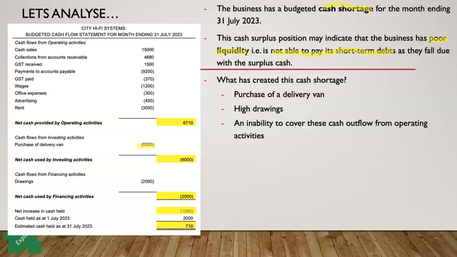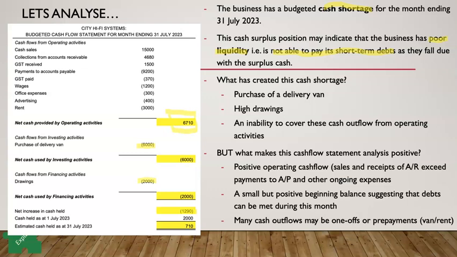$6,000 of cash went out of our business because of the van. We also potentially have drawings. $2,000 has been withdrawn by our business owner when there is a shortage. And these big things have led to us not being able to cover this by our operating cash flow. The good news is we are making cash from our business, but there's been some one-offs.